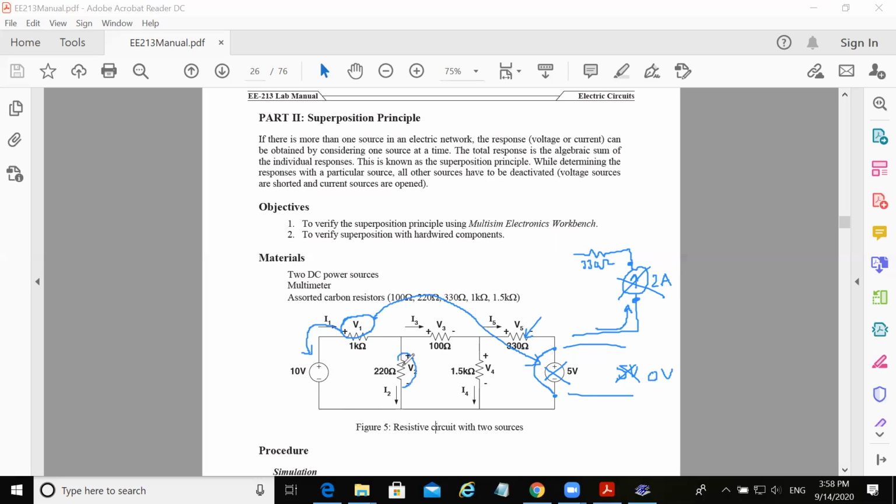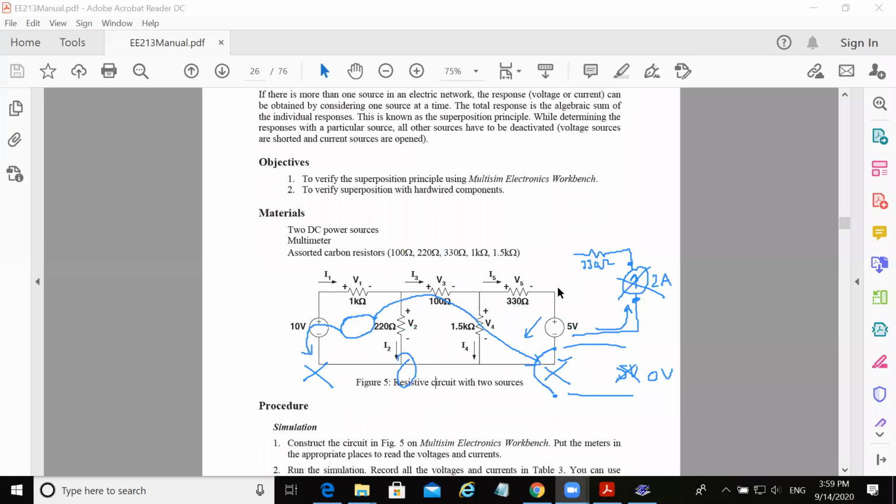If I want to find V2, I would do the same. I would remove this source, I would deactivate this source, and I will find V2 because of the 10 volt source. And I will do the same thing. I will repeat it by removing the 10 volt source and then using the 5 volt source and then find the value of V2 and so on. And the final answer of V1, for example, would be the V1 due to 10 volts plus the V1 due to 5 volts. Okay, so let me draw it here just quickly to clarify this concept.